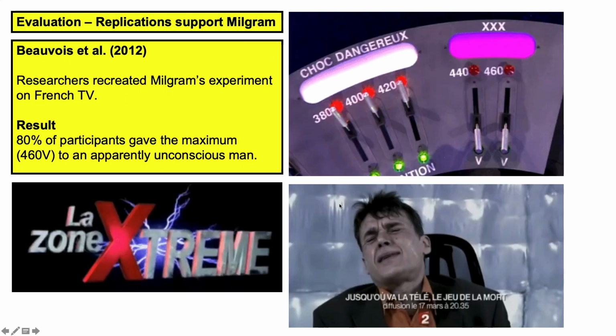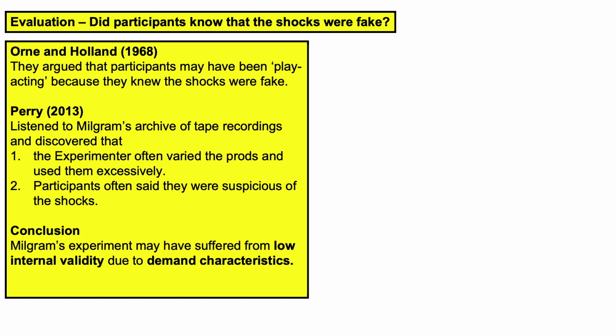So that is support suggesting that Milgram actually did his work quite well because other researchers have been able to replicate his work. There's another argument saying that maybe the participants knew the shocks were fake. So let's build an argument around that. Orne and Holland, 1968, argued that that's exactly what participants were doing. They were actually play acting. They kind of anticipated already that the shocks were not real, and therefore they just went all the way up because it just didn't matter anymore, right? That is a demand characteristic right there. And it's also low internal validity because the researcher is then really not measuring to what extent people will be obedient to a figure of authority.